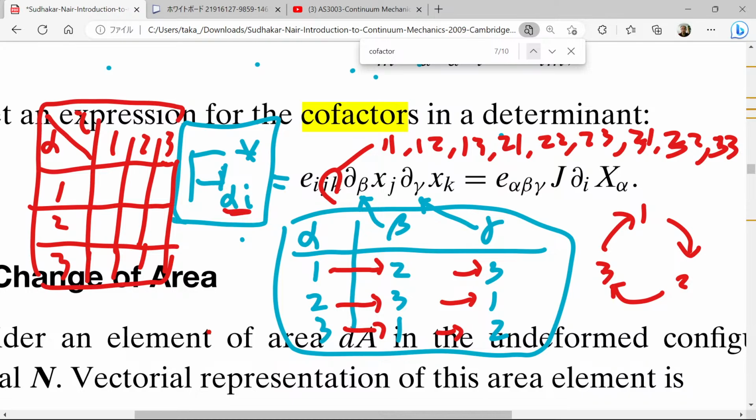JK. But for beta gamma, it is uniquely decided if the value of alpha is given. Beta and gamma are decided from the value of alpha. So this is a cofactor.